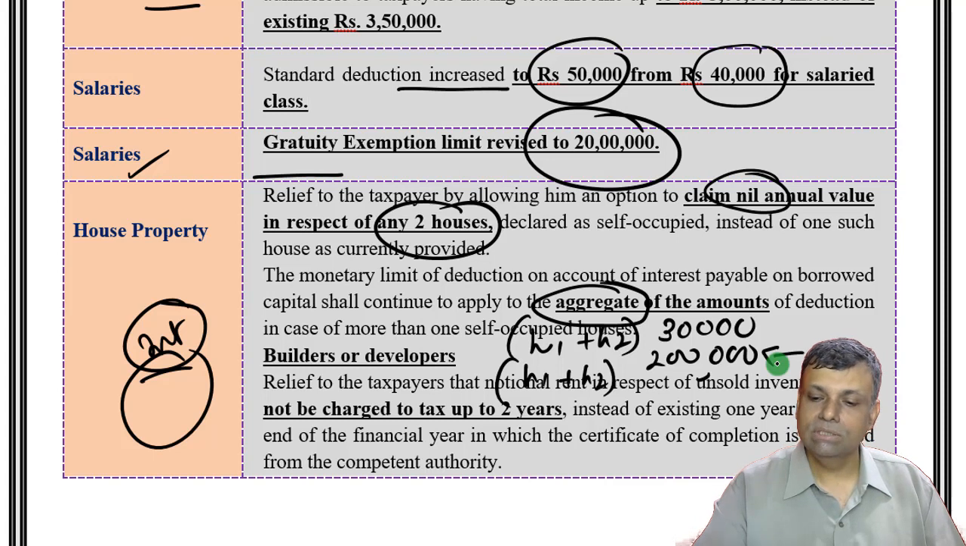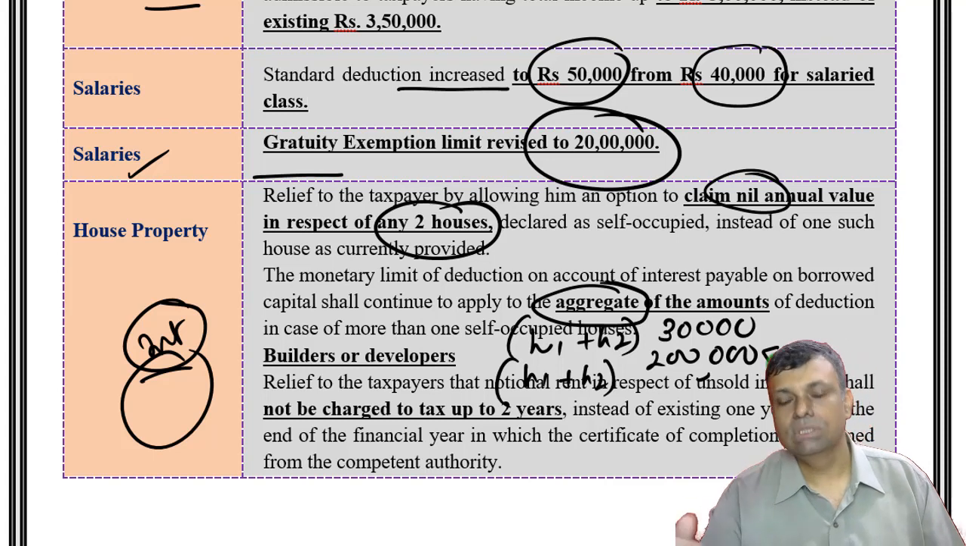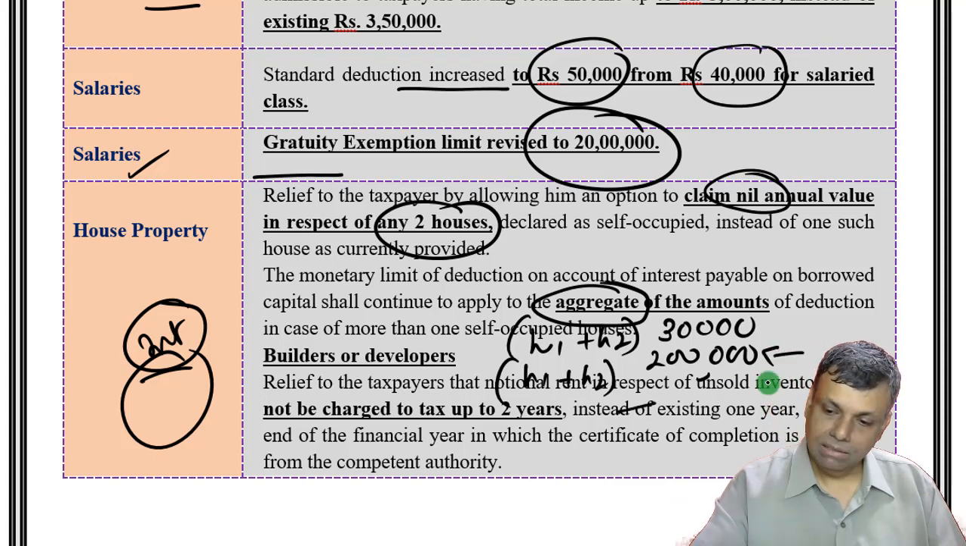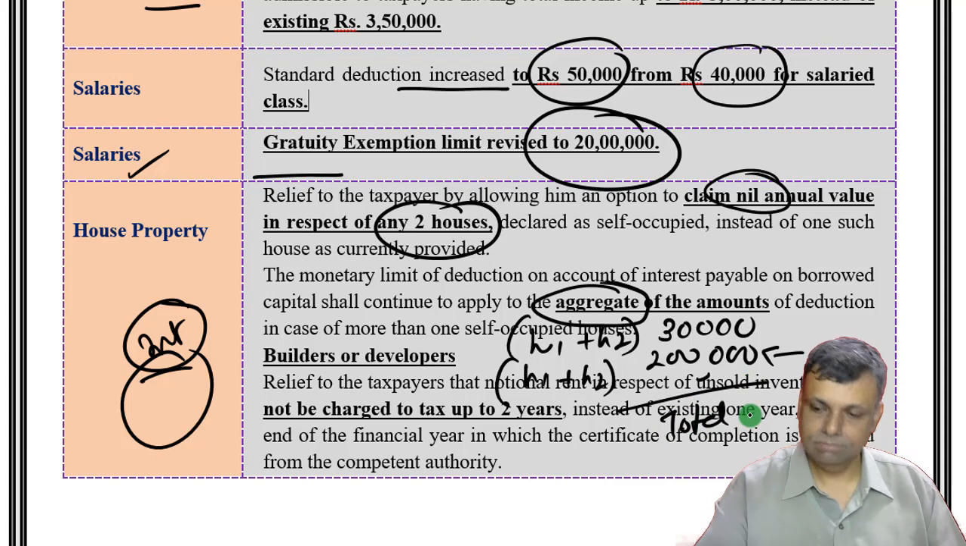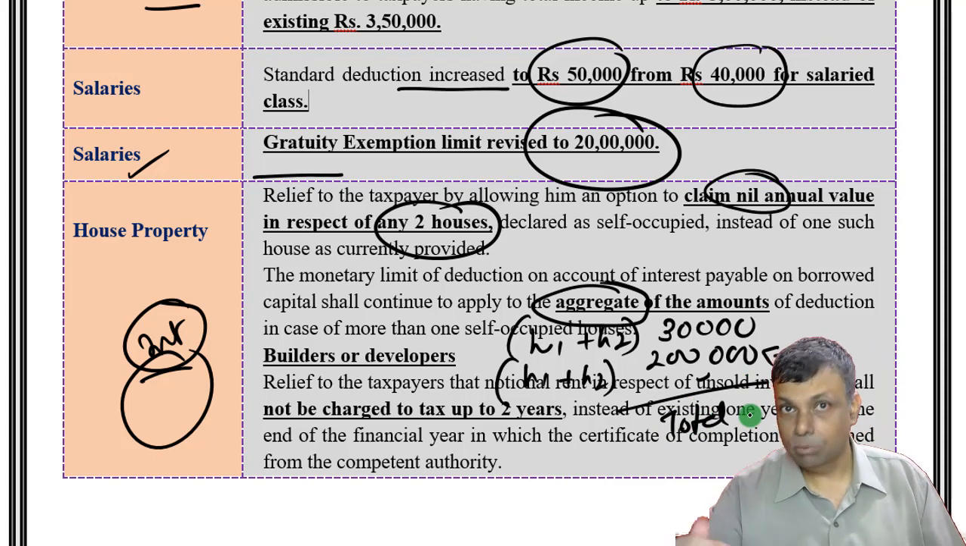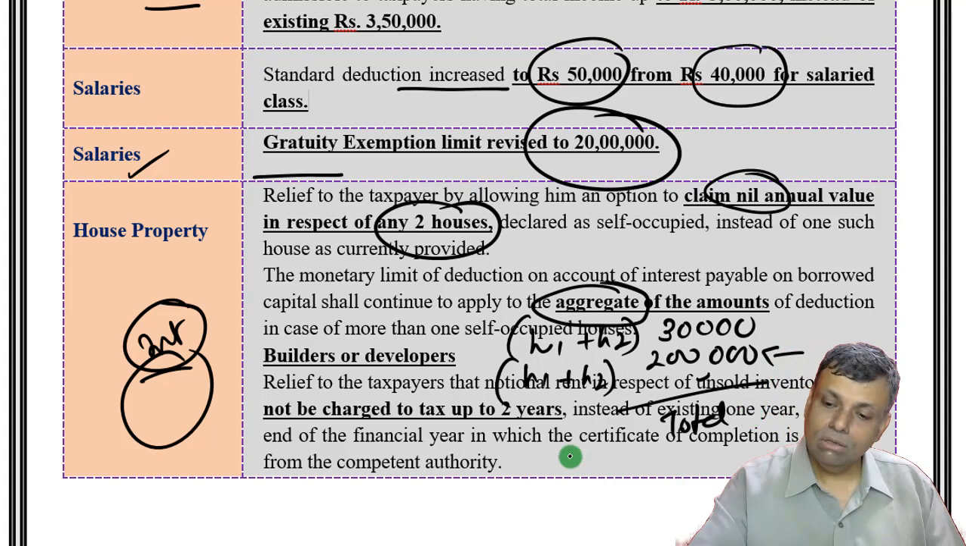Now imagine a situation where you had one house in the 30,000 category of interest, and another house in the 2 lakh category of interest. Supposing one house was in the 30,000 category and one house was in the 2 lakh category, then in total also there is a limit of 2 lakhs of rupees.